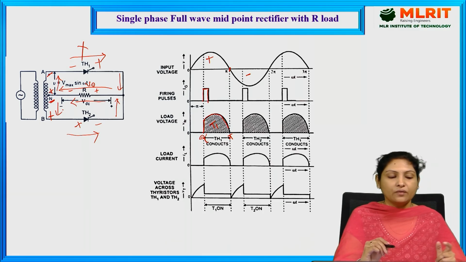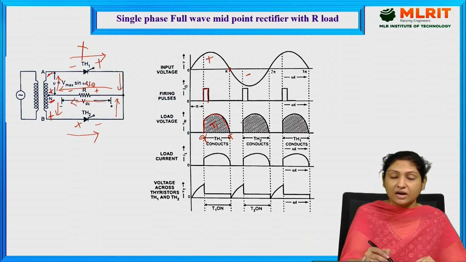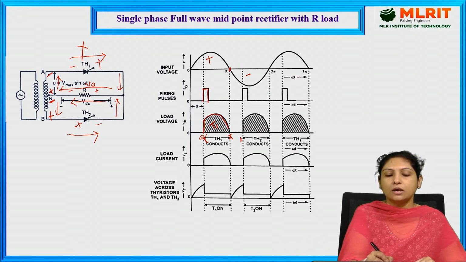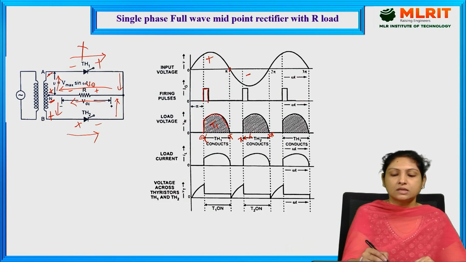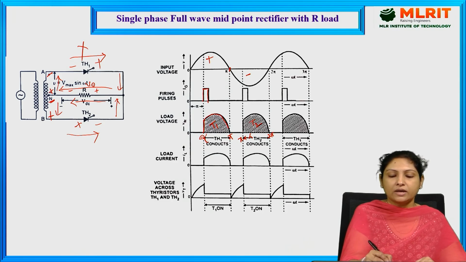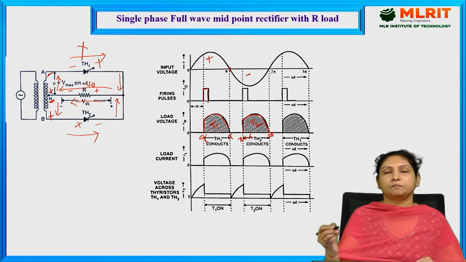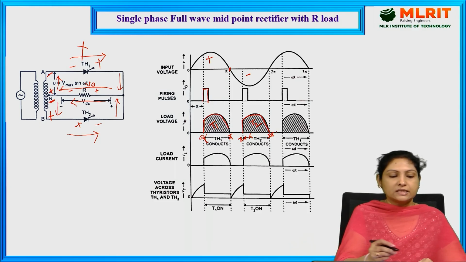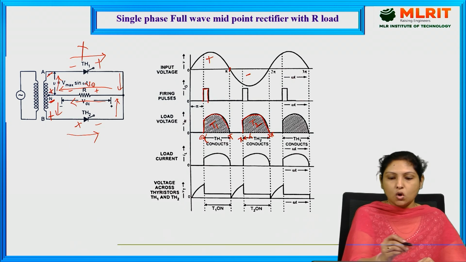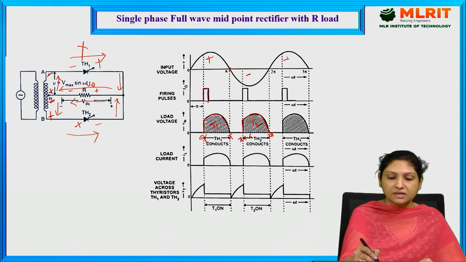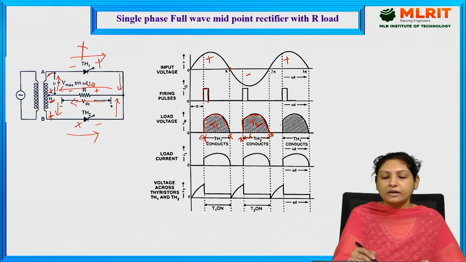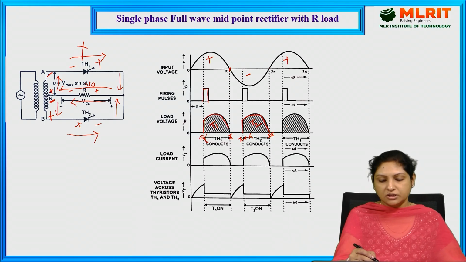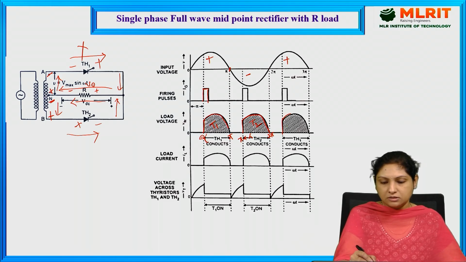And that is how we are getting the output voltage right from this instant called pi plus alpha to 2 pi. Since T2 is conducting, we are getting output voltage right from pi plus alpha to 2 pi. And at this instant called 2 pi, thyristor 2 will be turned off because the positive half cycle has appeared, and T1 comes into the conduction state and the cycle repeats.